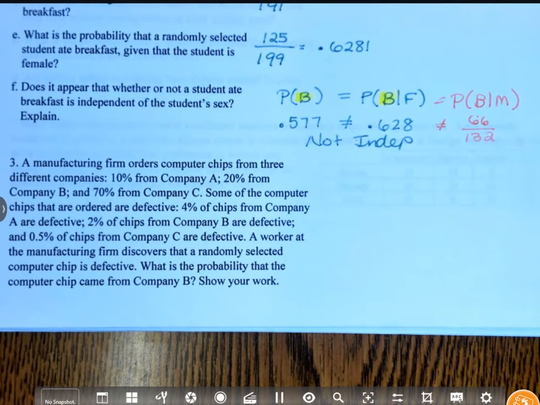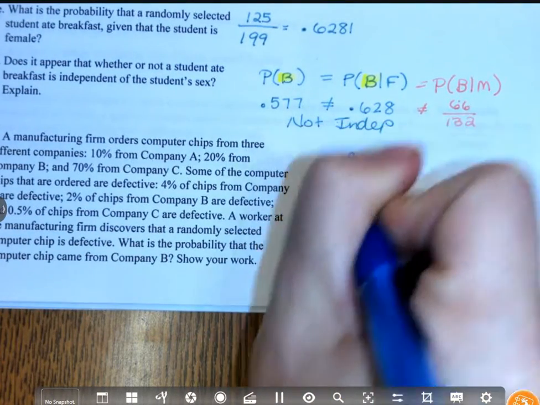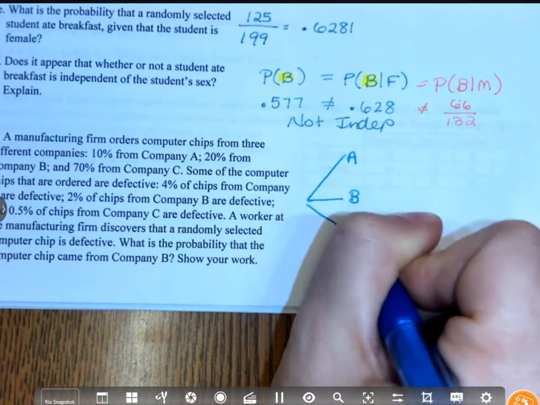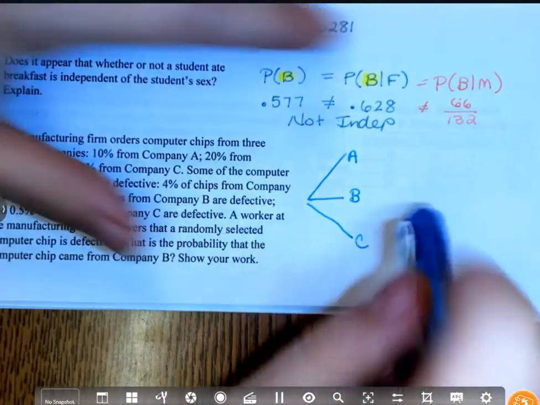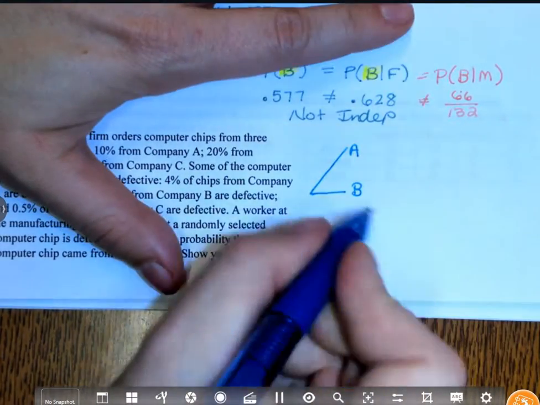So what I mean by that is I am going to start my tree diagram with the three choices of company A, company B, or company C. That's really going to irritate me. That's not lined up nicely. I like graph paper for a reason.